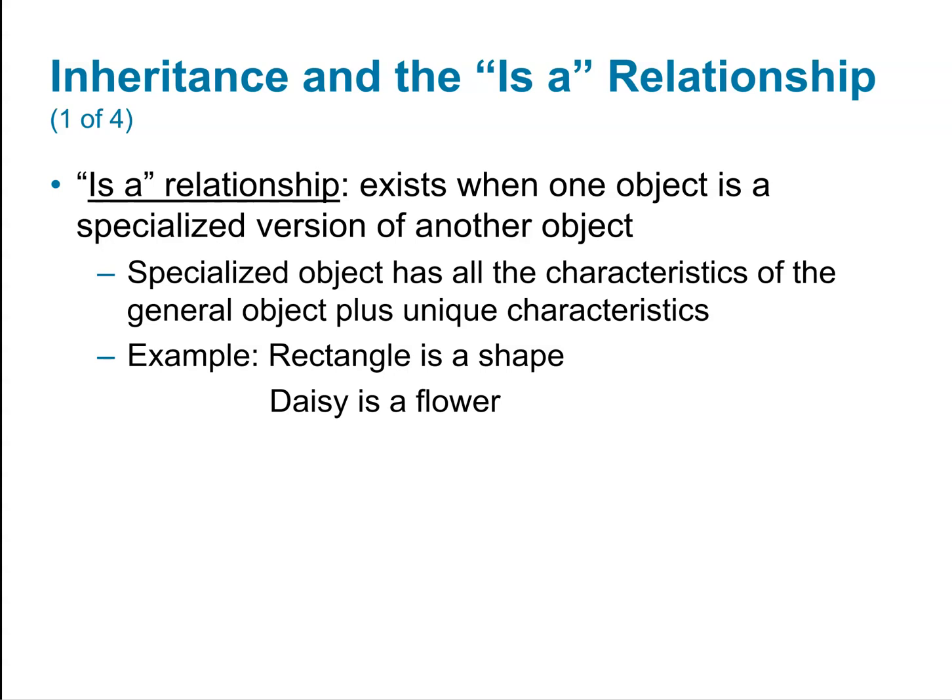A pug is a dog. One object is a specialized version of the other. We call that an is-a relationship. The specialized object has all the characteristics of the general object plus unique characteristics. Rectangle is a shape, daisy is a flower, and so forth.